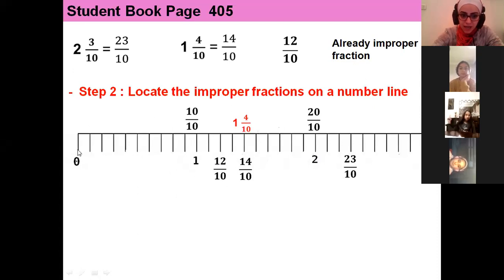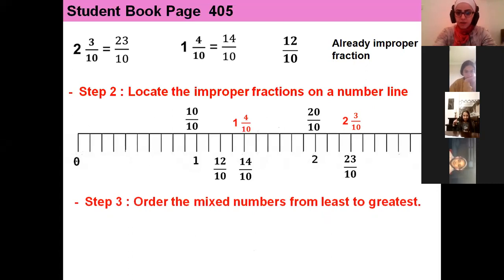12 out of 10, count 12 jumps. 1, 2, 3, 4, 5, 6, 7, 8, 9, 10, 11, 12. So this is 12 out of 10. 14, count 14 jumps. 23, you can count 23 jumps. Okay? Good. So you can write them as whole numbers or mixed numbers. It doesn't matter which one to write. And at step three, in the end, you just order them.